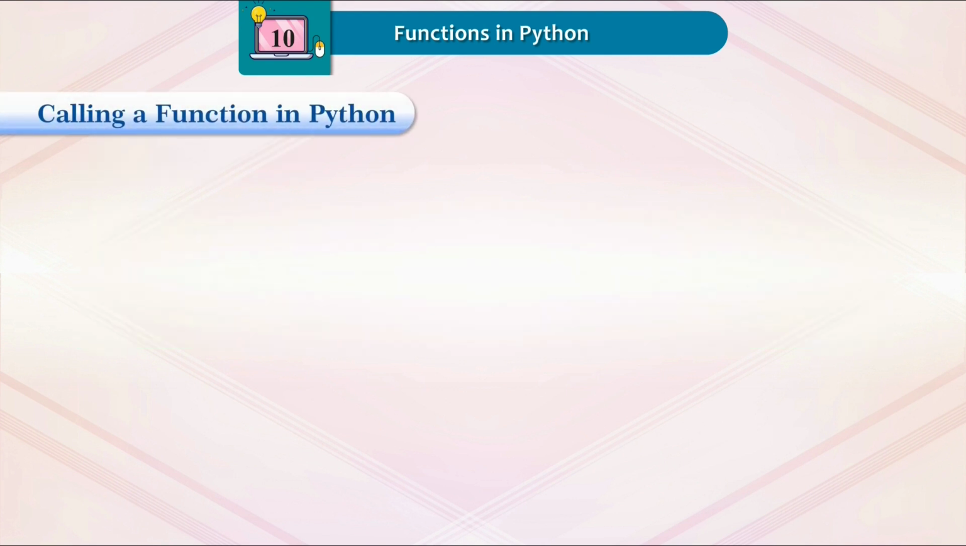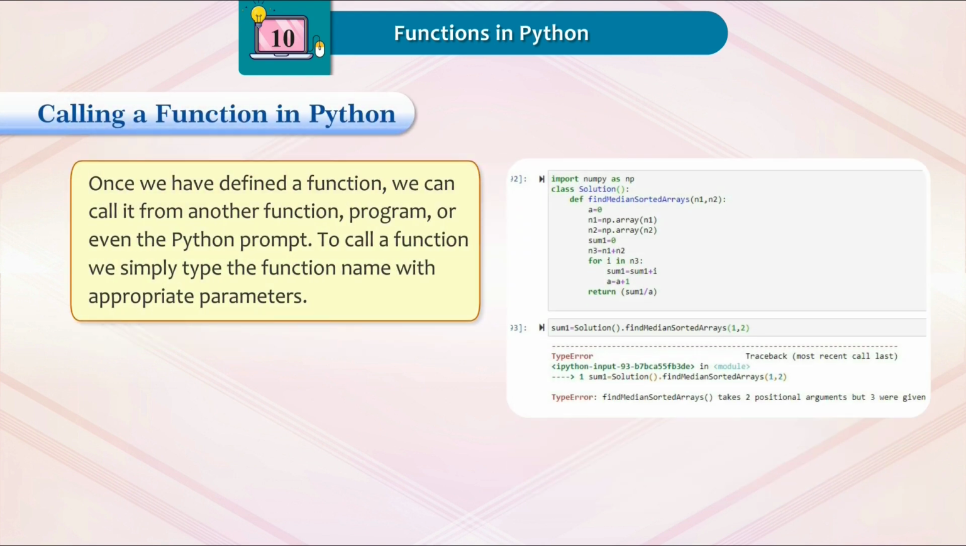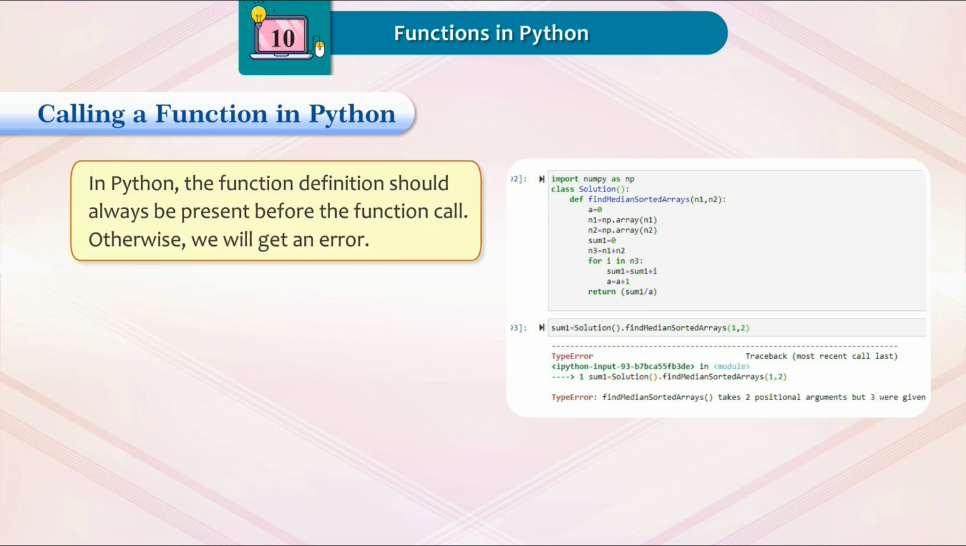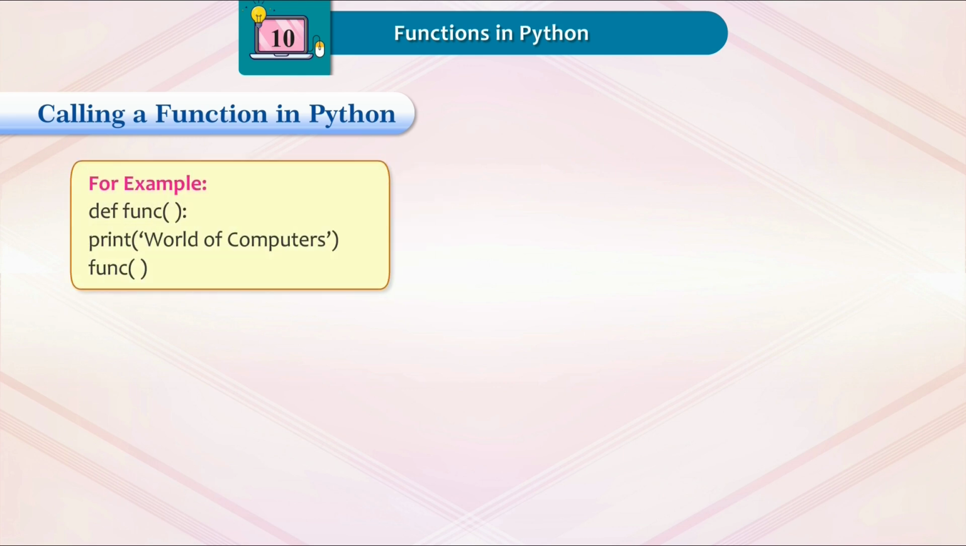Calling a function in Python. Once we have defined a function, we can call it from another function, program, or even the Python prompt. To call a function, we simply type the function name with appropriate parameters. In Python, the function definition should always be present before the function call, otherwise we will get an error. For example, def func(): print("World of computers"); func().